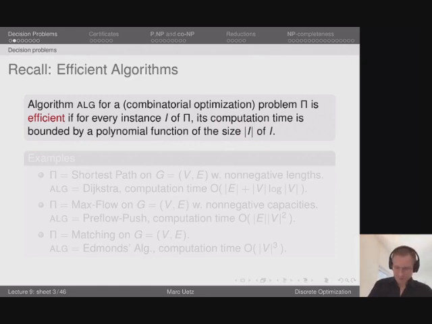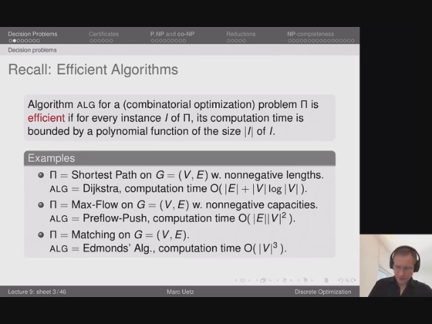Just to give an example, if you think of the shortest path problem here, the encoding of the problem was in terms of the graph and the edge lengths, and not as a list of all the possible s-t paths, right? So that's what I denote with an efficient encoding of the problem. So these are 3 examples of problems for which we could show that they have efficient polynomial time algorithms to solve them. That was Dijkstra's algorithm for the shortest path problem, for example the pre-flow push algorithm to solve the maximum flow problem, or Edmonds' algorithm to solve the matching problem.